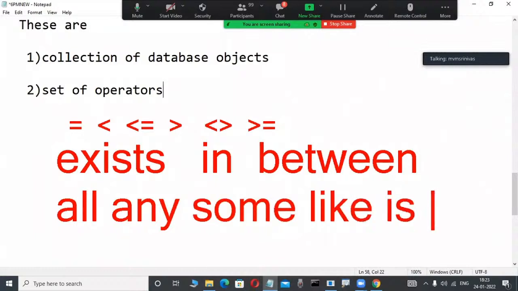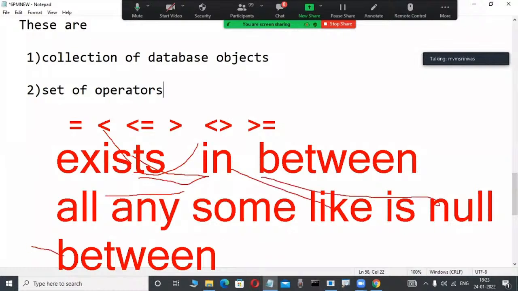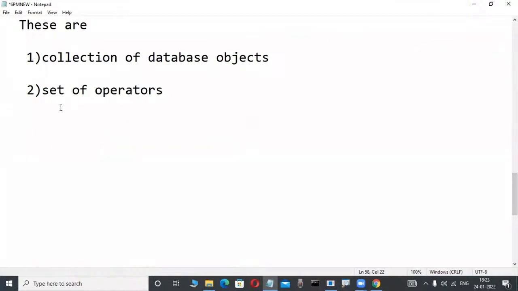LIKE is an operator. IS NULL is an operator. BETWEEN is an operator. This type of so many special operators are there. What is EXISTS, what is IN, what is the difference between EXISTS and IN, where we are using them, what is the performance tuning, all those things we learn in our course. What is LIKE, what is BETWEEN, where we are using them. Through these operators we are operating only.